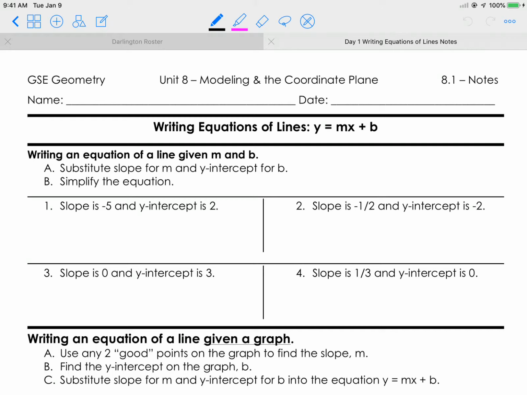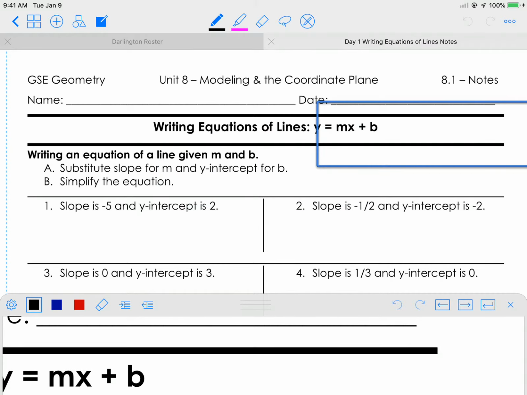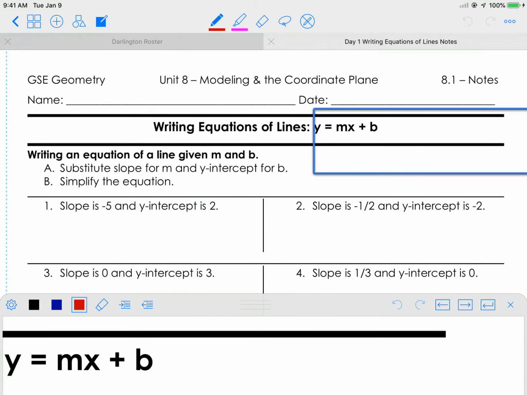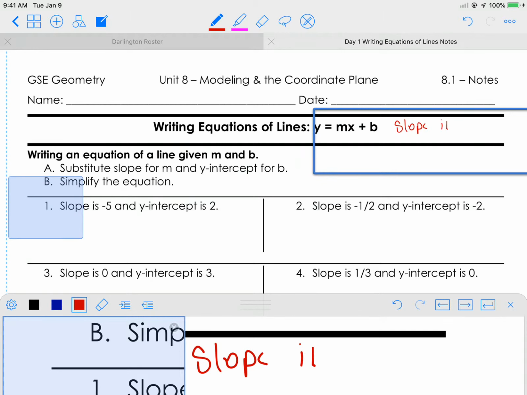Okay? So we can see up here at the top, writing equations of lines, y equals mx plus b, which is, of course, our slope-intercept form. So y equals mx plus b is called slope-intercept form, and we call it slope-intercept form because it shows us a slope and an intercept.